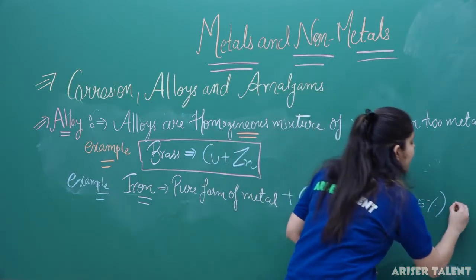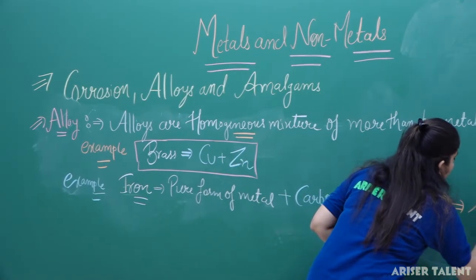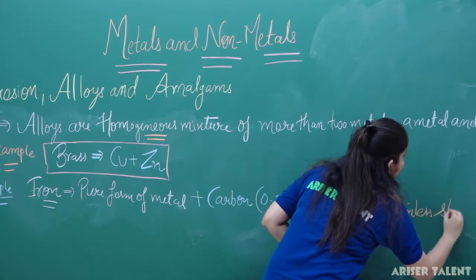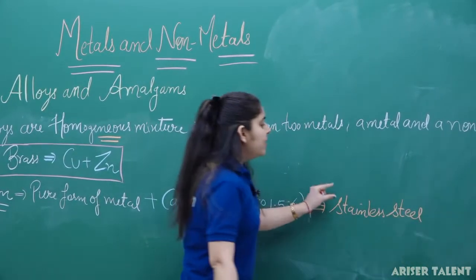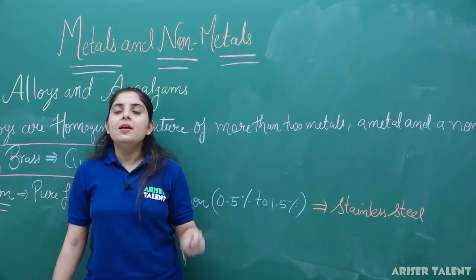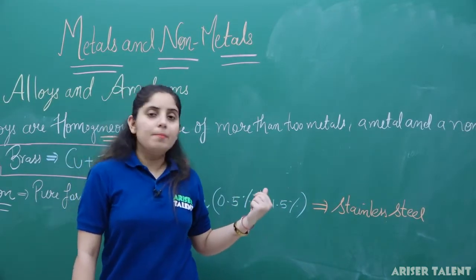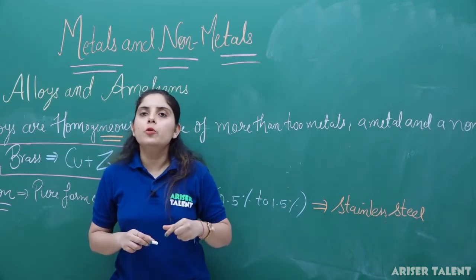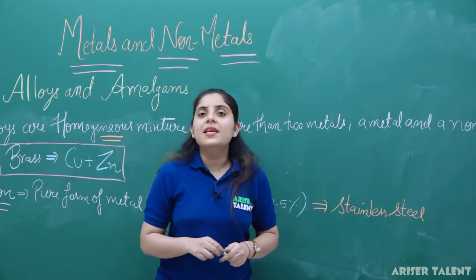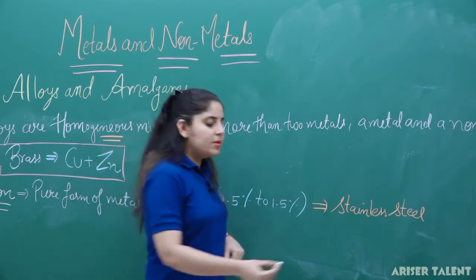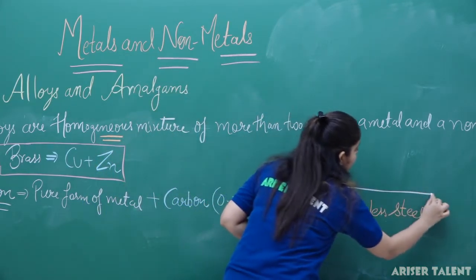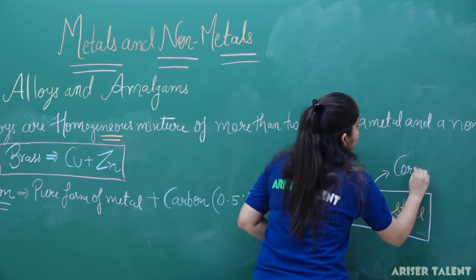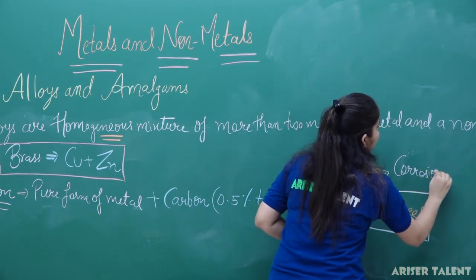Now, when carbon is added to the iron, the basic component that forms is stainless steel. What we are getting is stainless steel. And this material that we are obtaining is a widely used metal, an alloy we use in our household utensils, and this stainless steel is completely corrosion resistant.